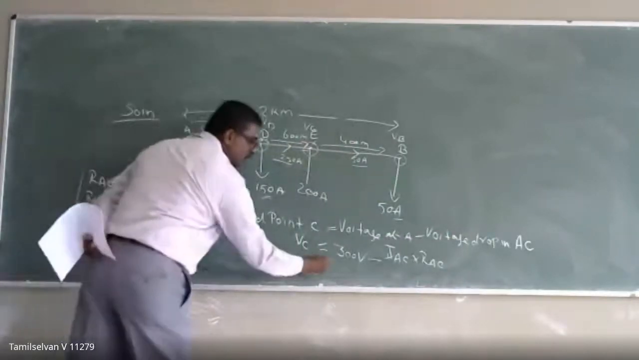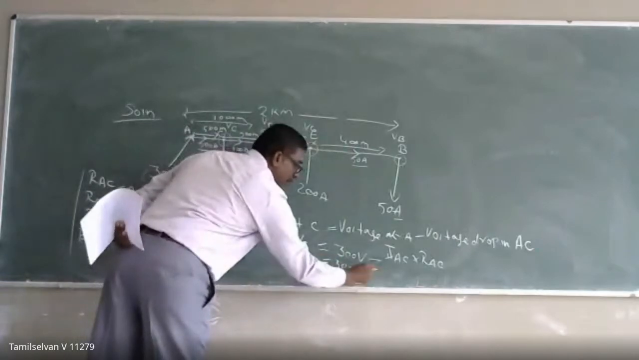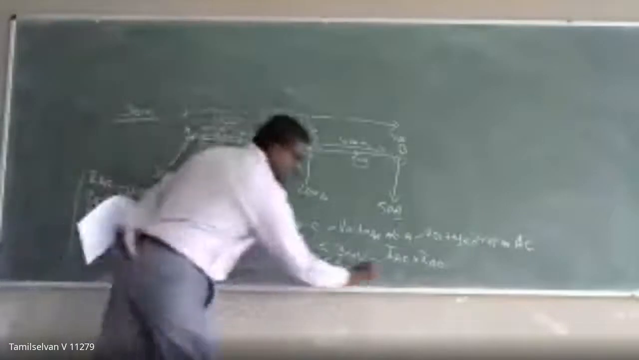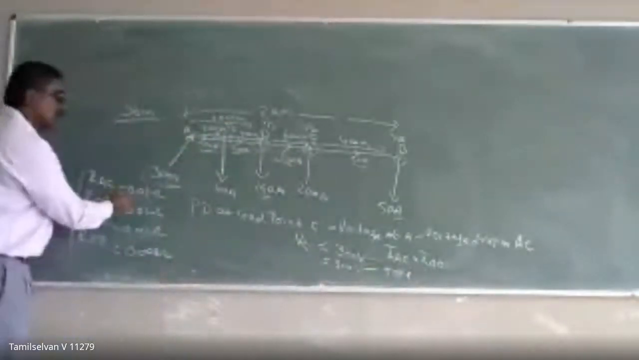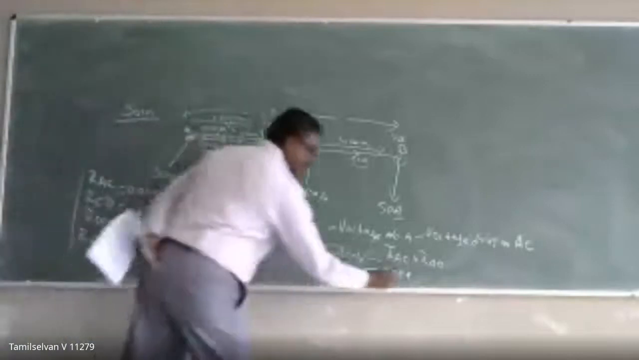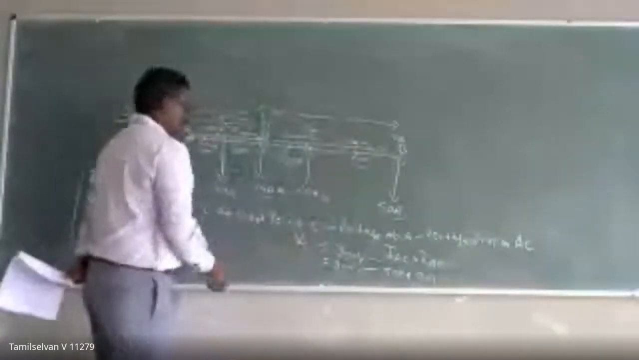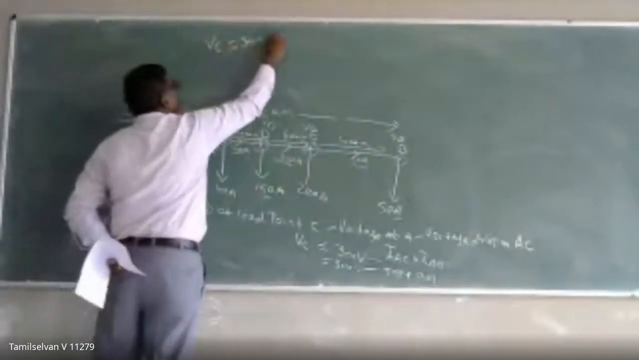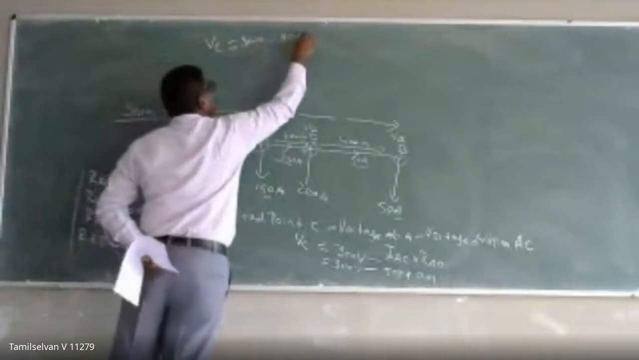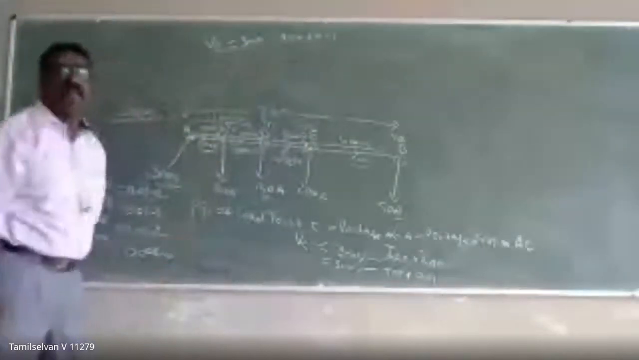So VC is equal to 300 volts minus current. What is the current? 500 ampere. So minus 500 into the resistance value, 0.01. What about your VC value? So 300 minus 500 into 0.01. What will be the value?